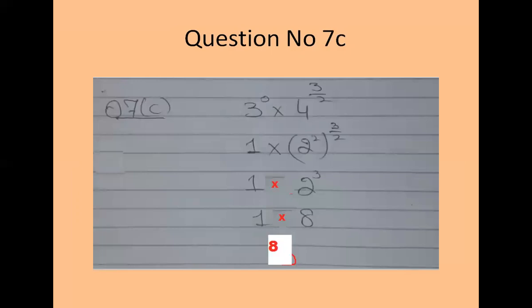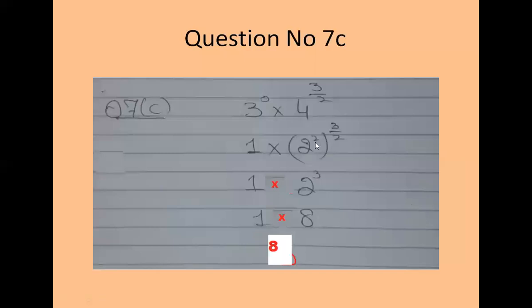Okay, so the C part is, he says find the value of 3 raised to power 0 multiplied by 4 raised to power 3 by 2. So 3 raised to power 0, anything raised to power 0 means 1. So 3 raised to power 0 is 1 basically. And in the place of 4, this base is 4, I can write 2 squared. So you can write 2 squared raised to power 3 by 2.